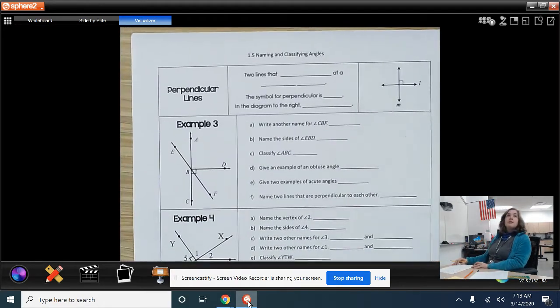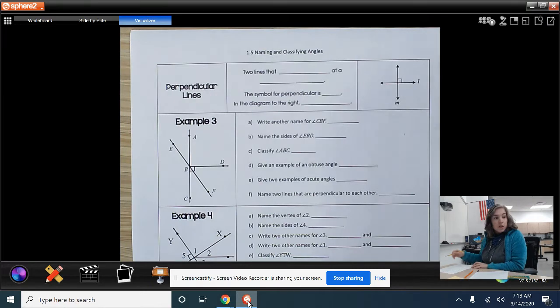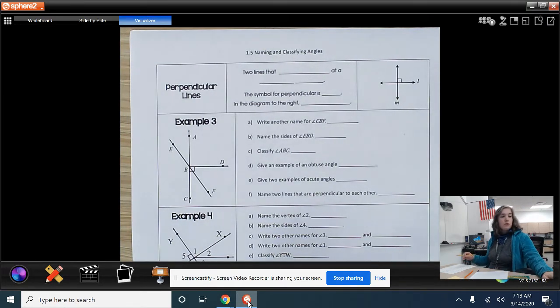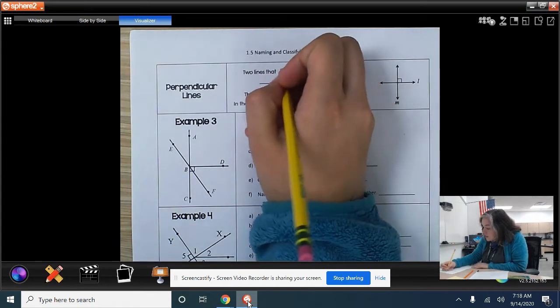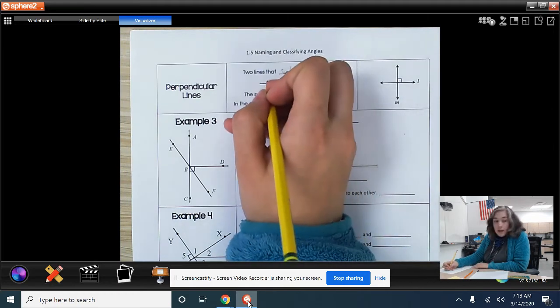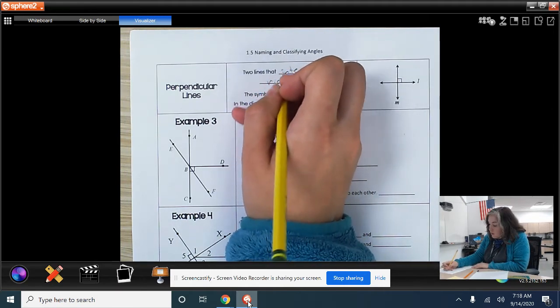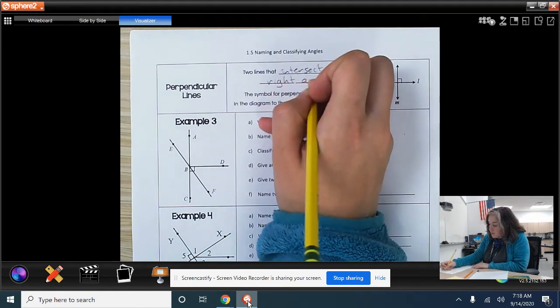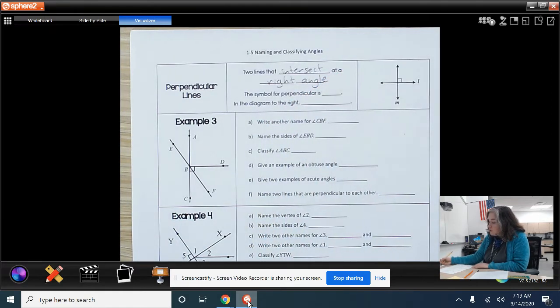All right, the next thing I want us to talk about is perpendicular lines. Perpendicular lines are super important in geometry and in design, actually. We like to look at perpendicular lines. They're pretty. So we know that two lines that intersect at a right angle are perpendicular.